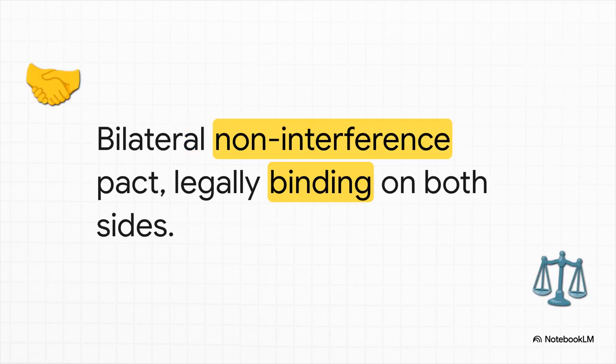Building directly on top of that ceasefire is point 2, the Sovereignty Pact. This establishes a clear framework of bilateral non-interference. Now, the absolutely crucial thing to note here is that this isn't a one-sided demand. It is explicitly binding on both sides. It legally requires both the United States and Iran to respect mutual sovereignty, meaning neither side can interfere in the other's internal or external affairs.